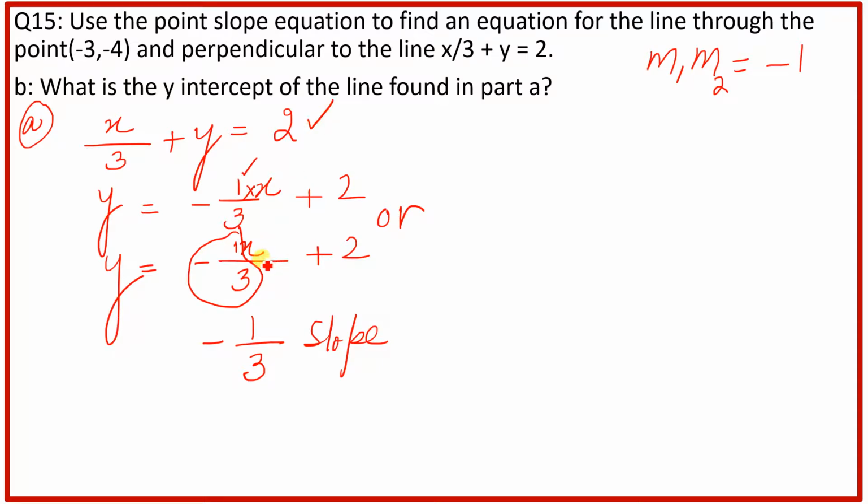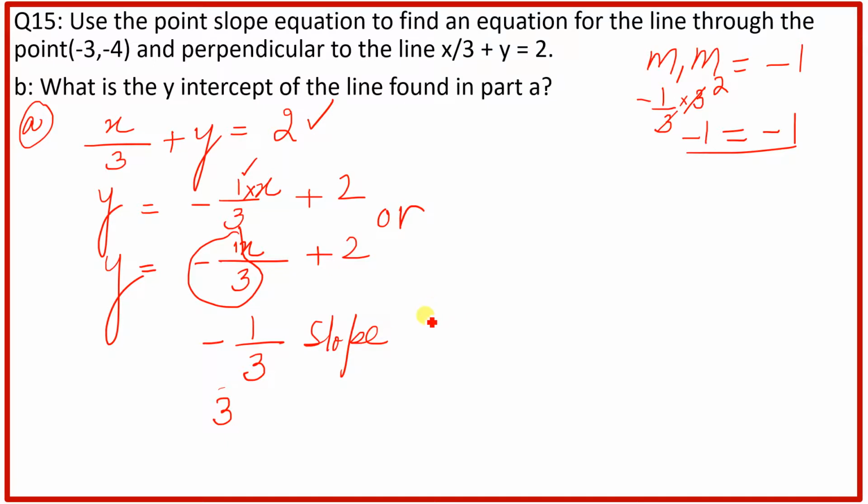So the slope of the other equation should be 3, because if it is -1 over 3, the slope of the second equation should be 3. When we multiply these two, only -1 remains on the left hand side, and the same -1 is on the right hand side. It means the two equations are perpendicular. So the slope is -1 over 3.